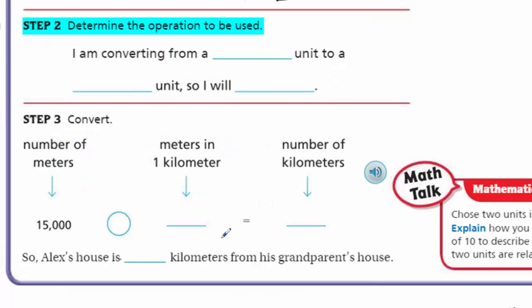Step 2, determine the operation to be used. If I am converting from a blank unit to a blank unit, so I will blank. That's a nice little language frame for us. I like it because it makes us speak in complete sentences. Well, in this case, we're doing it based on the question. So let's look at the question.